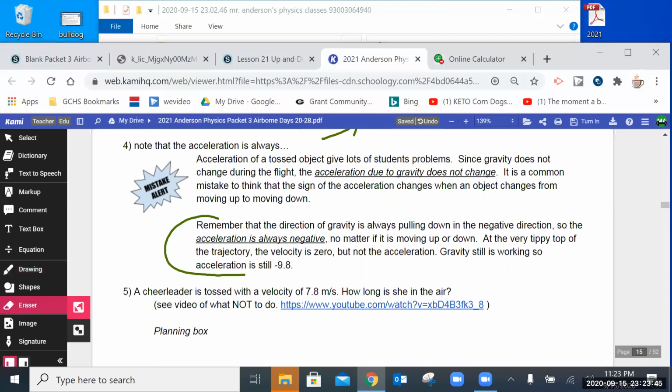Remember that the direction of gravity is always pulling down in the negative direction. So the acceleration is always negative, no matter if it's moving up or if it's moving down. At the very tippy top of the trajectory, the velocity is 0, but not the acceleration. Gravity is still working, so the acceleration is still negative 9.8.